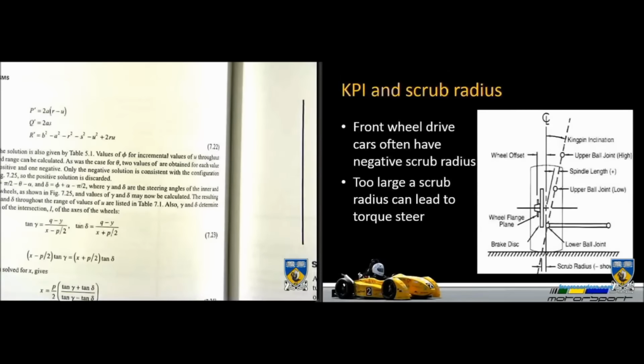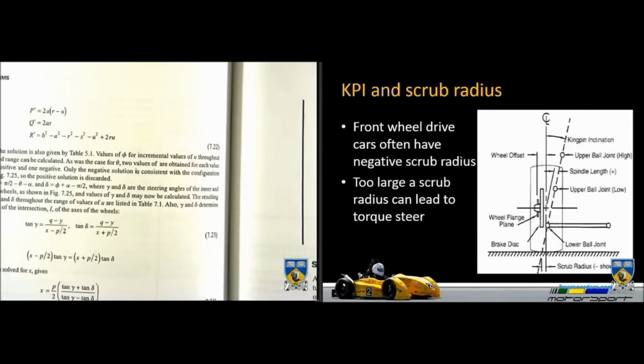KPI and scrub radius. Front-wheel drive cars often have negative scrub. Has anyone driven a front-wheel drive car? They put the foot down and noticed that the steering wheel turns to one side or something like that. This is a result of unbalanced wheel forces. When one wheel turns to slip and it's not creating any force anymore, the other side's got a lot of grip, creates a moment about your scrub radius that actually turns the tyre itself. So you feel that pulling around, you know that one of your wheels is slipping a bit.